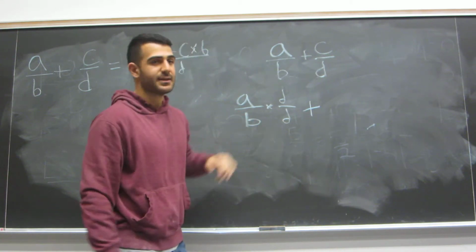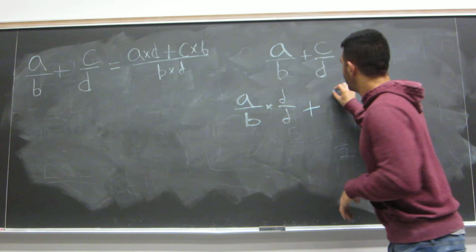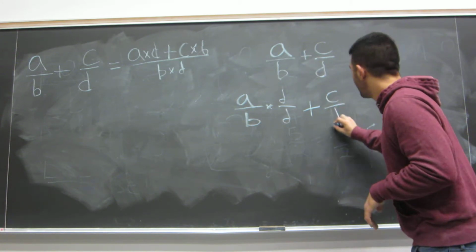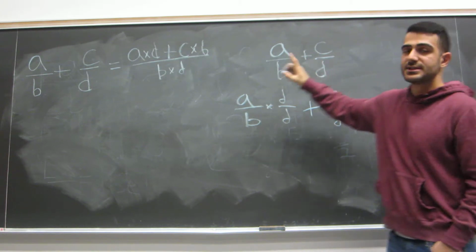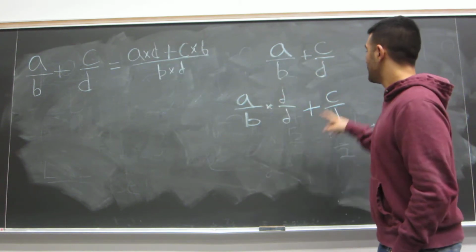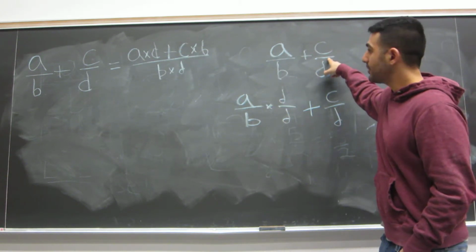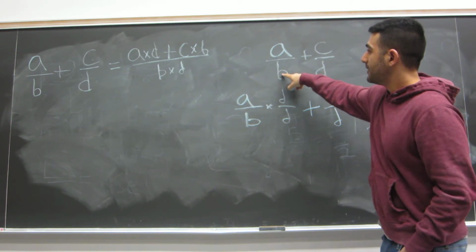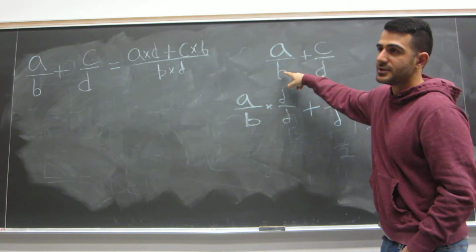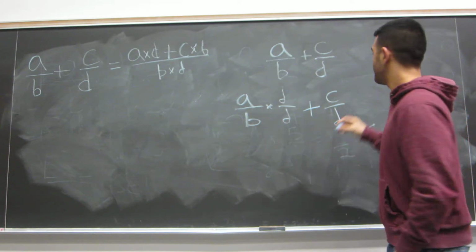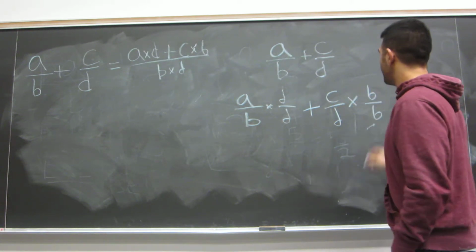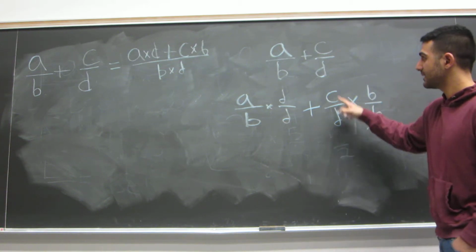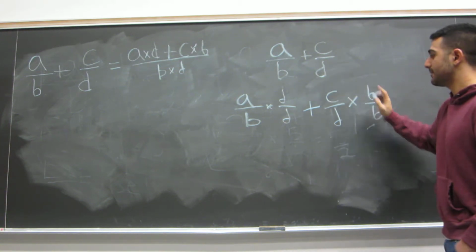And we're going to add that to... now we have the second rational number. We're going to do the same thing we did to the first one. We're going to multiply the second rational number by the denominator of the first rational number. So we're going to multiply the second one by b over b, because this is just 1. This is just saying that this is times 1.